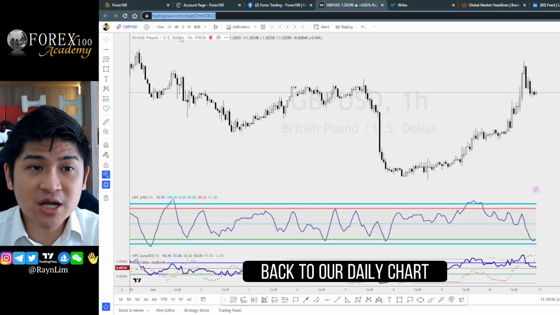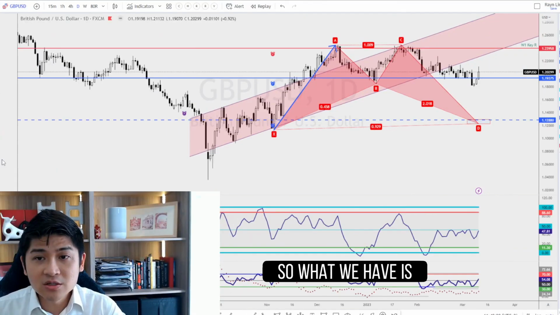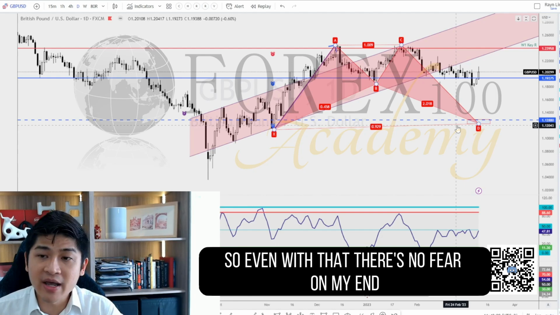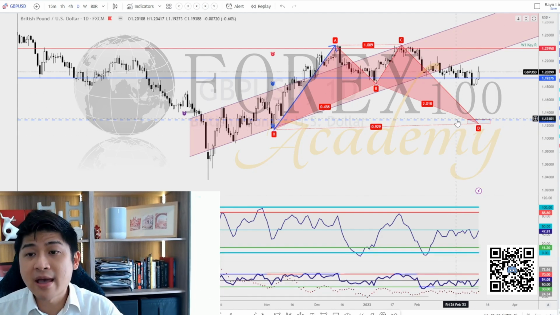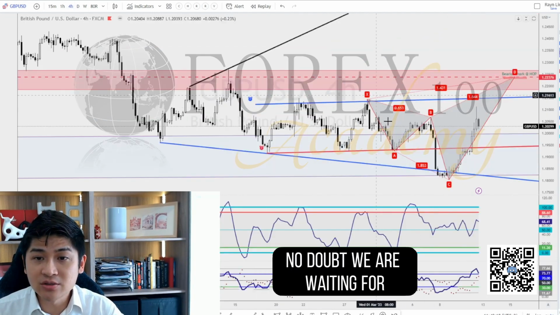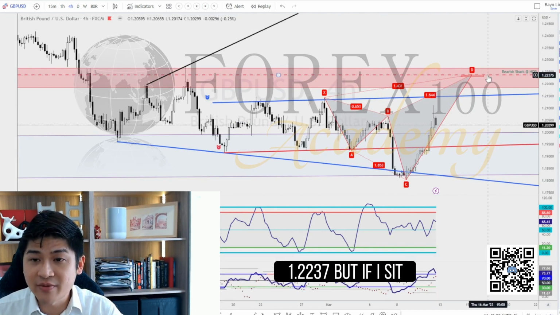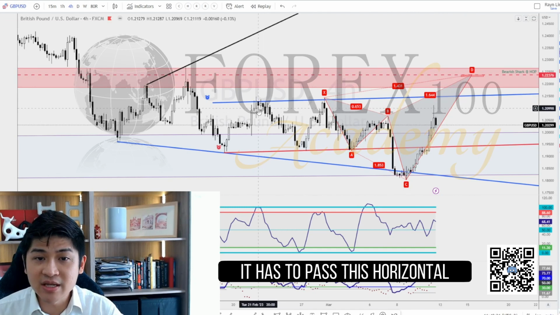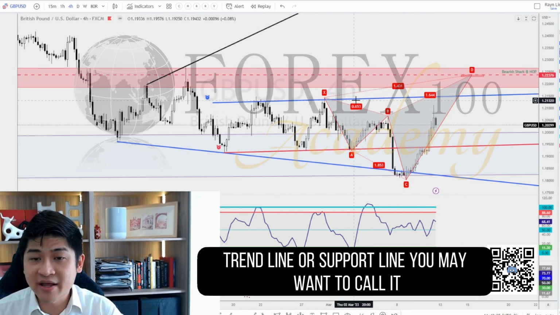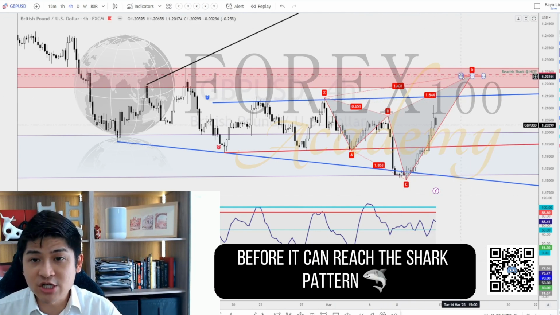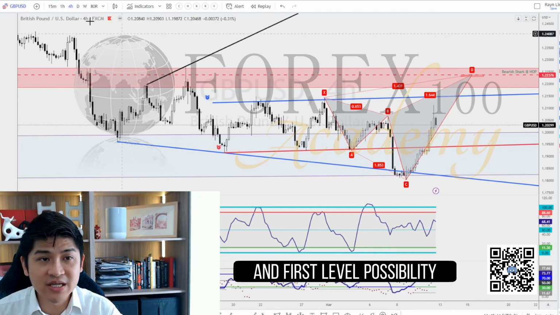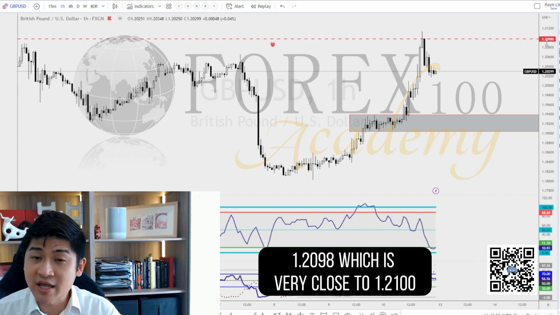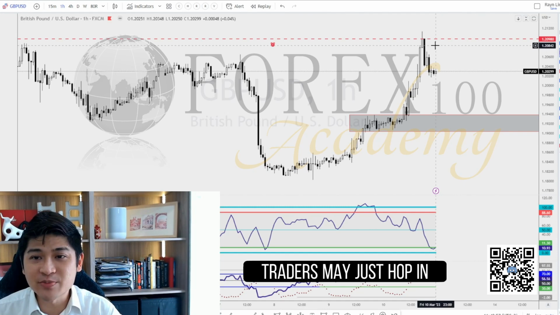Back to our daily chart, let me share a few of my analysis points over here. What we have is, indeed, a potential bullish bat pattern that completes at a much lower price, 1.1209. So even with that, there's no fear on my end to look for a shorting opportunity, because it is still far away from the bullish bat pattern completion. Down to the 4-hour chart, no doubt we are waiting for a bearish shark pattern completion at 1.2237, but as I said, this is the level of my interest. I'm looking for a shorting opportunity, and even before the bearish shark pattern is complete, price has to pass this horizontal trend line, or support line as you may want to call it, before it can reach the shark pattern. So I'm looking at the first level of completion and the first level of possibility for looking for other setups at this moment. And the 1-hour chart is rather straightforward. I'll be waiting for a retest at 1.2098, which is very close to 1.21. Price action traders may just hop in to enter a short trading opportunity as well.